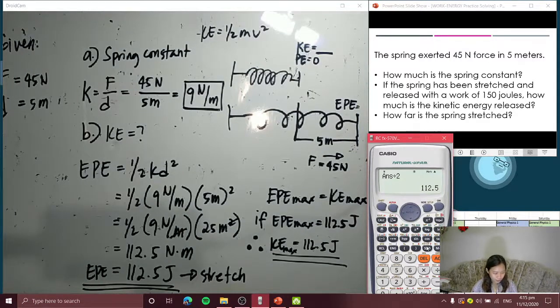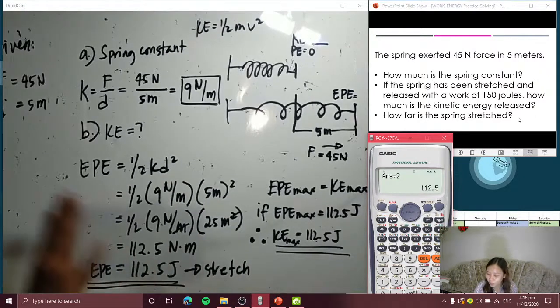So, there. So that's for our second unknown. For our third unknown, how far is the spring stretched? Take note that there are some problems wherein you have to solve, but then there is some unknown value or question in the problem wherein the answer is already given, just like here in our third question. So how far is the spring stretched?